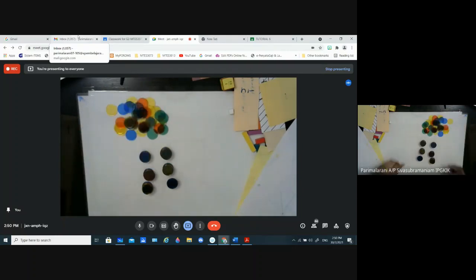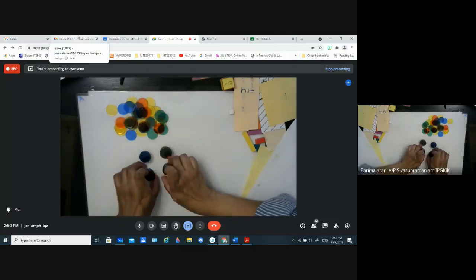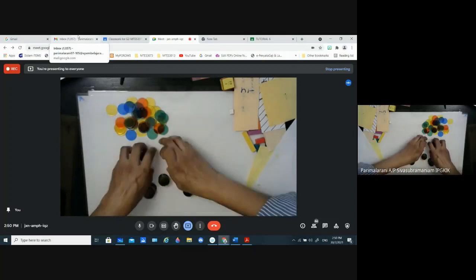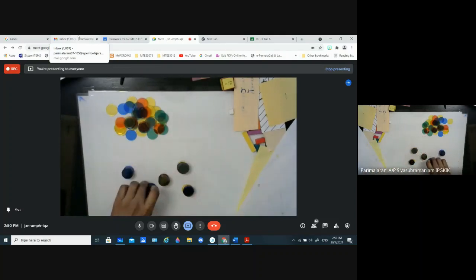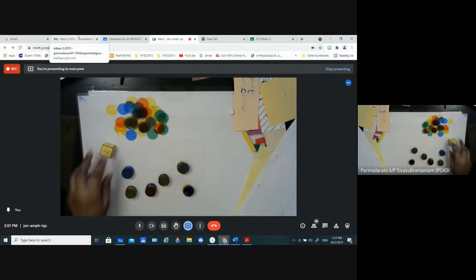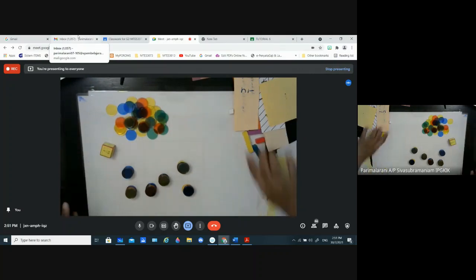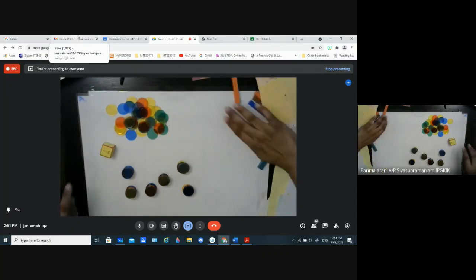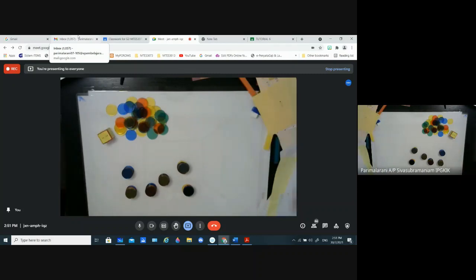You can play this in groups. Say each group gets 60 chips, and I've arranged it so it's easy to work with. Each pile here has 10 chips. And then maybe you have a fraction dice like this. Let's say you roll the fraction dice, you're playing in groups.